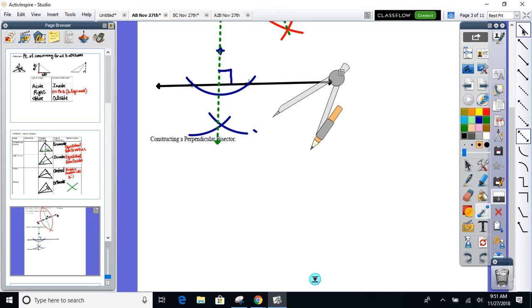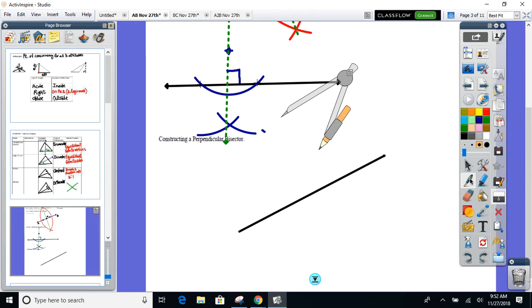Perpendicular bisector. Here you go. Make a line segment with your straight edge, please. Perpendicular. We've already done it.